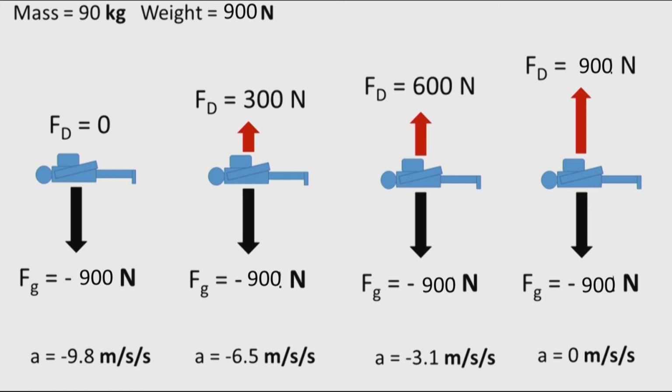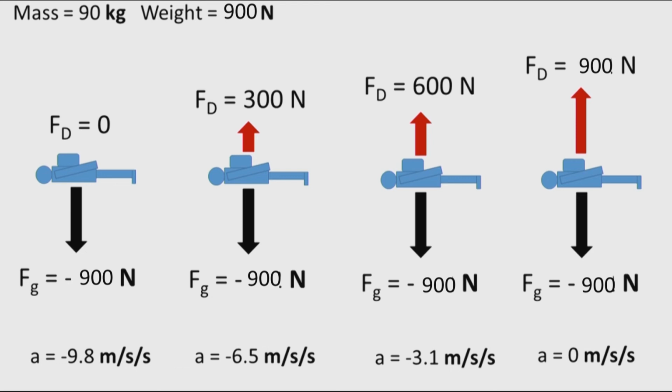Imagine you have a mass of 90 kg, you are out of the plane, you are going down. The only force acting on you is 900 Newton, which is due to gravity, your weight. But as you are moving down, the air resistance starts increasing. So in the second instance, the air resistance has reached 300 Newton. Therefore, you will accelerate less. As the air resistance increases, your acceleration will be reduced again.